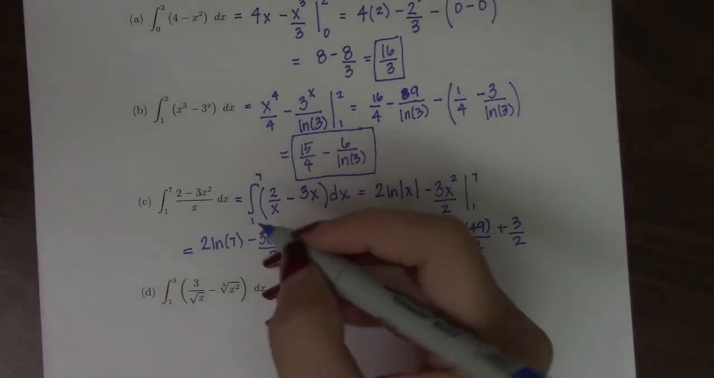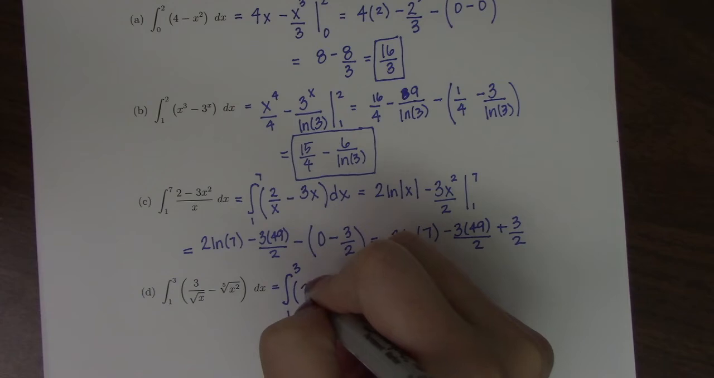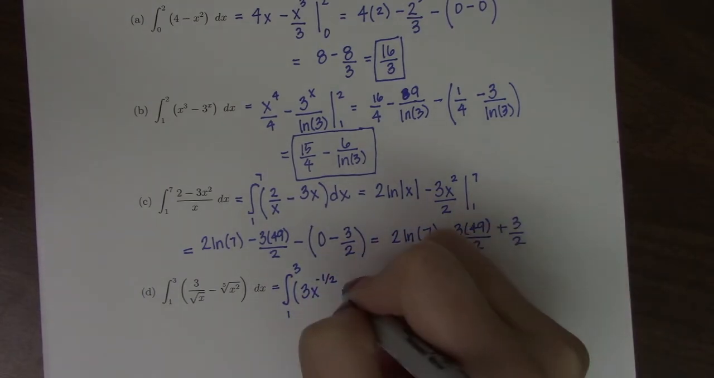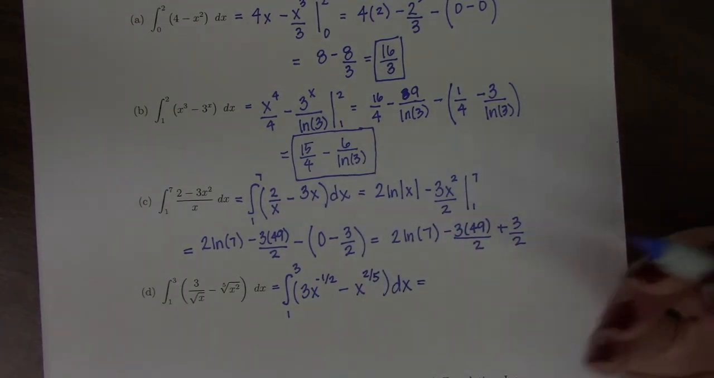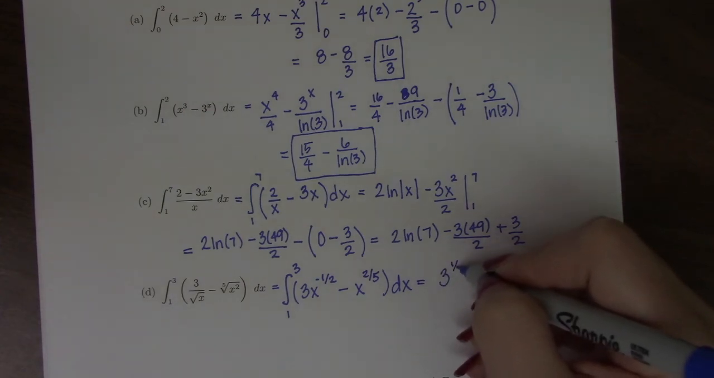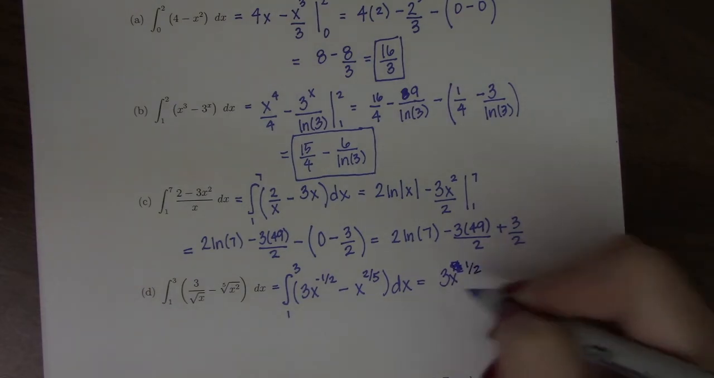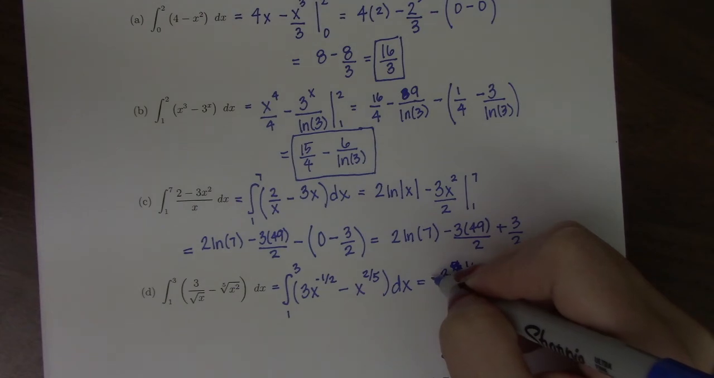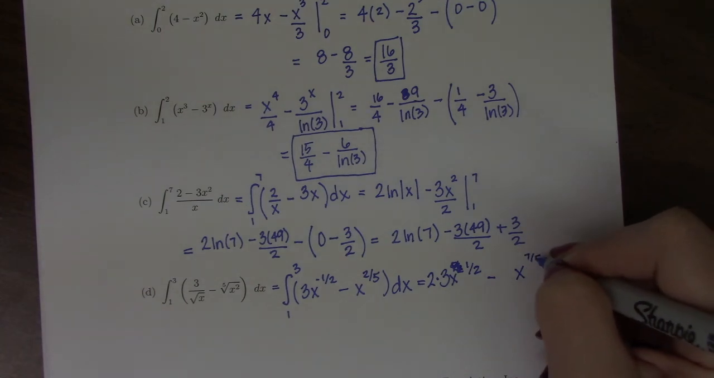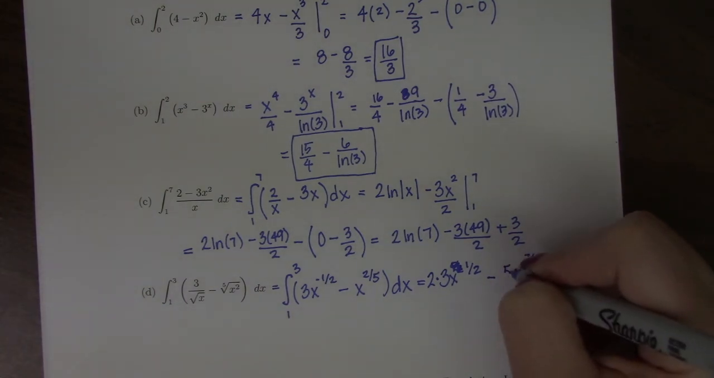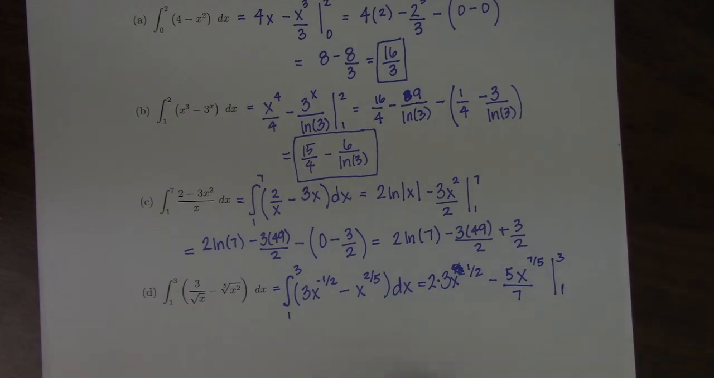The next one, I want to rewrite it so I can use the power rule. So we're going from 1 to 3. So 3 over the square root of x is the same thing as 3x to the negative 1/2 minus x to the 2/5 dx. So now when I anti-differentiate, I'll get 3x to the positive 1/2 divided by 1/2, which is the same thing as just multiplying by 2, minus x to the 7/5 divided by 7/5, which is the same thing as multiplying by 5/7. And we're going to evaluate that from 1 to 3.